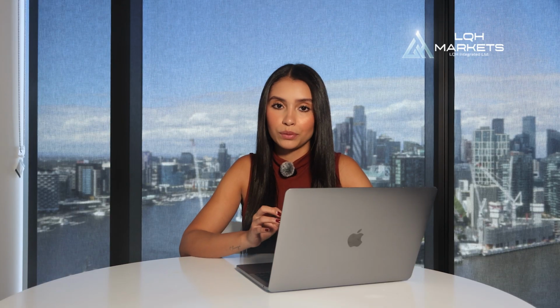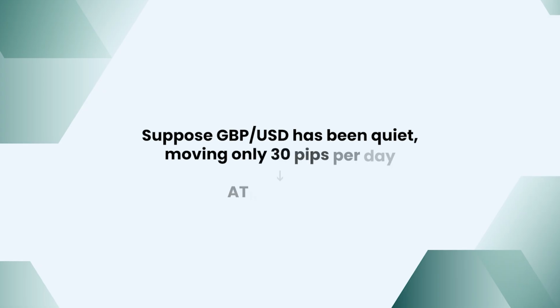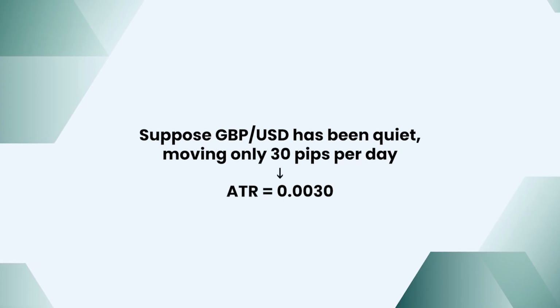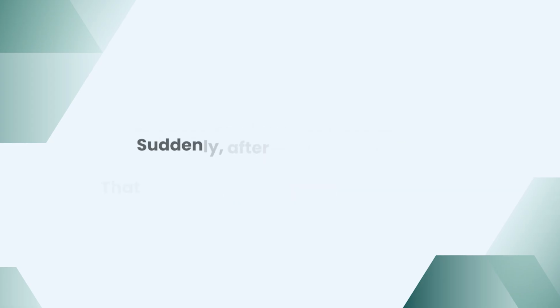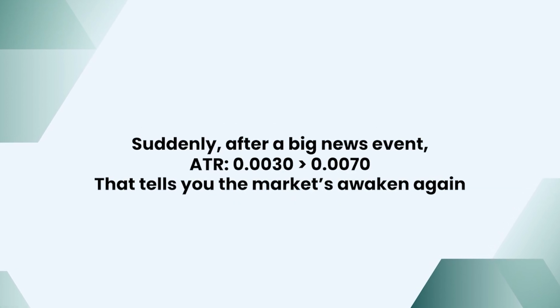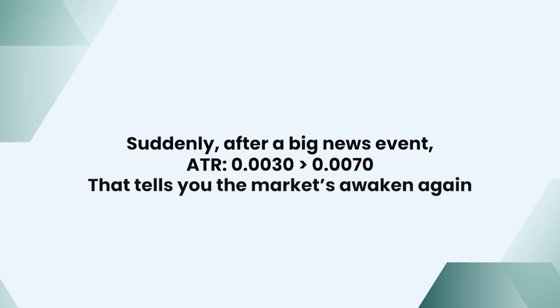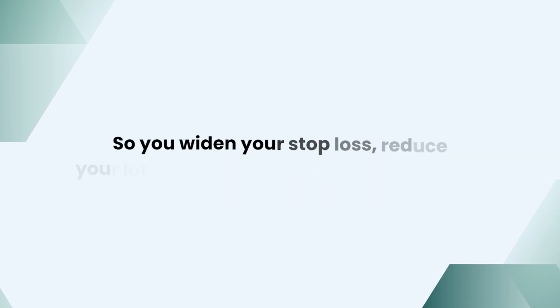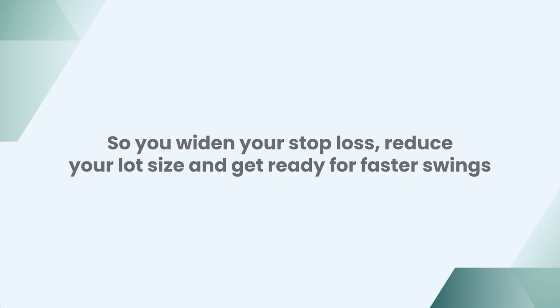Now, let's look at a very simple example. Suppose GBPUSD has been quiet, moving only 30 pips per day, and ATR is at 0.0030. Suddenly, after a big news event, ATR jumps to 0.0070. That tells you the market's awakened again. So you widen your stop loss, reduce your lot size, and get ready for faster swings.